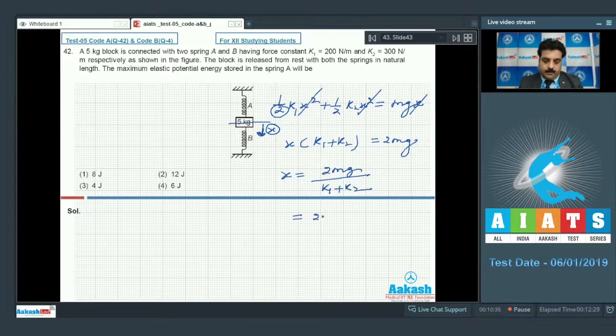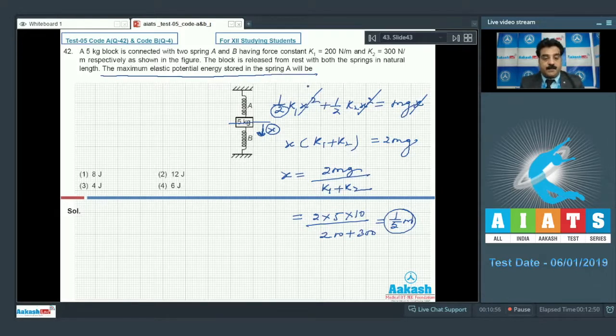If I put in the values, 2 into mass 5, g is 10, K1 and K2 200 plus 300, that will give you 1 upon 5 meter. This is the elongation in spring A. And the question is asking for the maximum elastic potential energy stored in spring A. So potential energy in spring A is half, with the value of K for A being 200, and elongation 1 upon 5 as per my calculation, so 1 upon 5 squared. When you solve, you will get 4 joule.